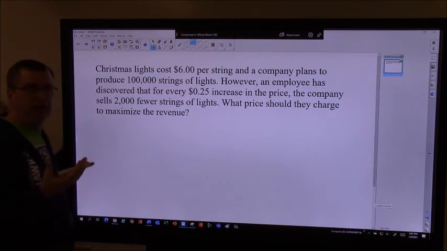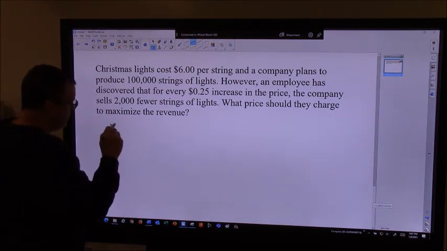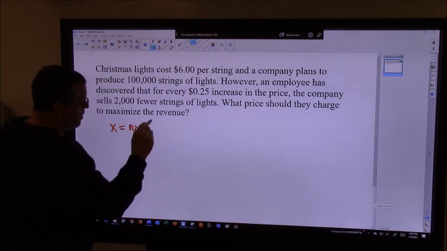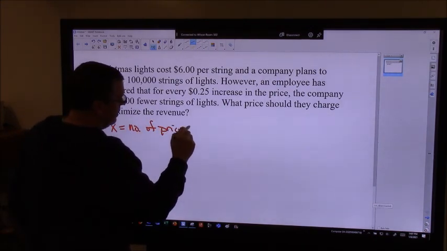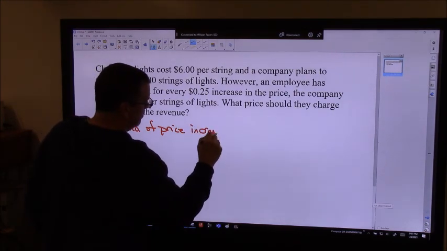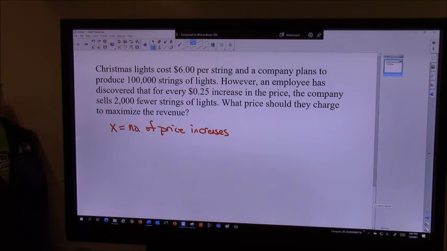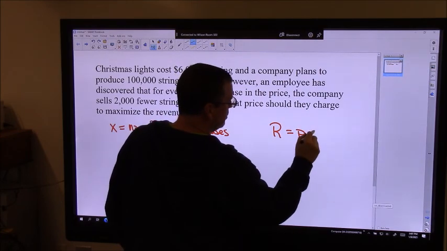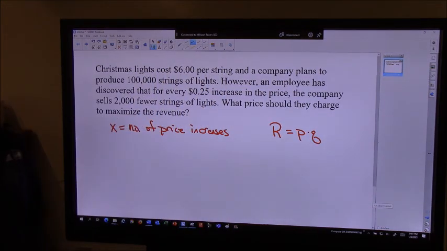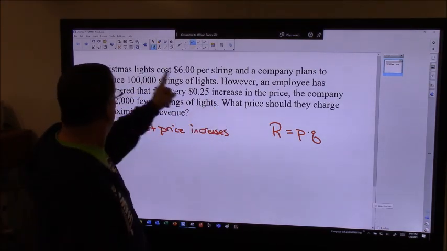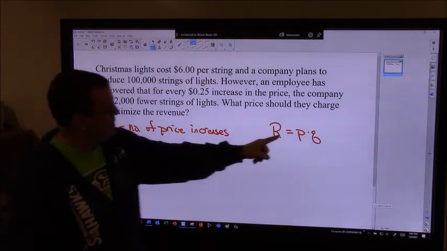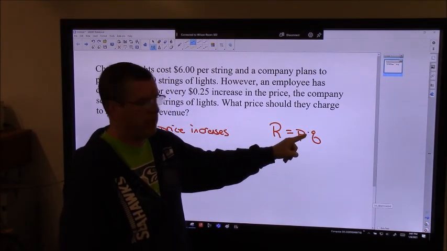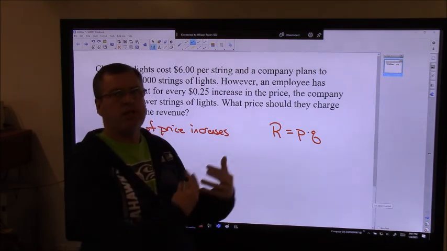So first thing I need to do is I need a variable and I need to know what it stands for. So x is going to equal the number of price increases. Okay? It's where I got to start with a problem like this. If I start anywhere else, this problem becomes very difficult. All right? And I also know that revenue equals price times quantity. We talked about that last year. If I'm going to sell 100,000 strings of lights at $6 a piece, 100,000 times 6 is 600,000, and that's the revenue. That's what came into the business.